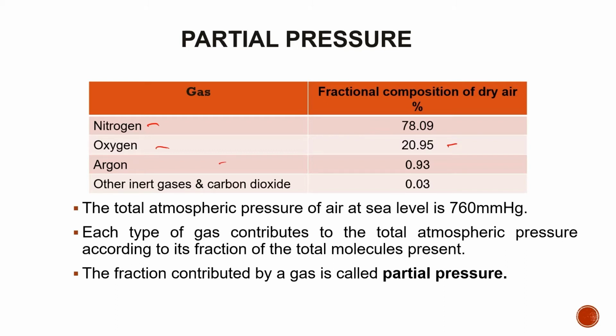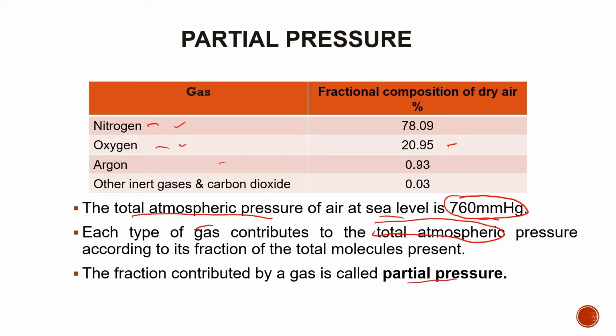Okay, so as you learned in physics, the total atmospheric pressure at sea level is about 760 millimeter mercury. By using this value of total atmospheric pressure, we can determine each type of gas that contributes to the total atmospheric pressure. Meaning we can determine how much pressure nitrogen, oxygen and other gases give to the atmosphere. So this fraction is called partial pressure.